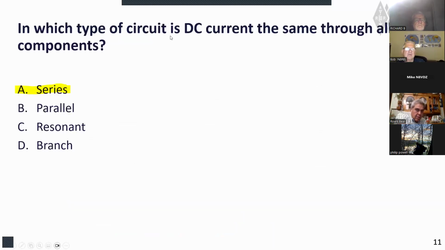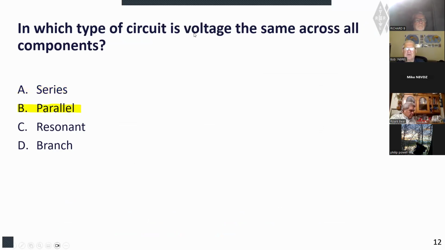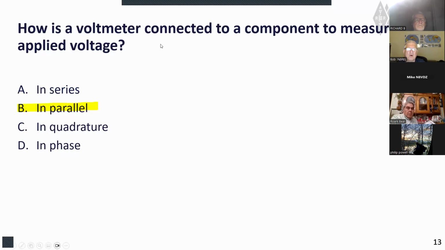What type of circuit is DC current the same through all components? Current the same, that's series. But if you want a circuit where the voltage is the same across all the components, that's a parallel circuit.